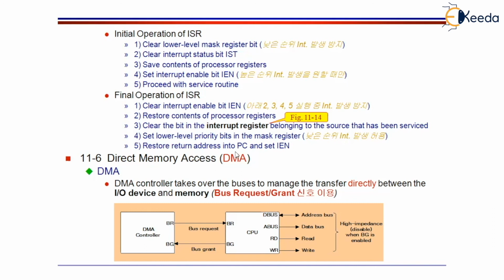Restore the return address into the PC and set IEN. IEN will be set, the interrupt enable will be set, and the return address is restored into the PC because the program counter of the previous program which was suspended was saved earlier. Now we restore the value of the program counter in order to resume the previous program. These are the initial and final operations with respect to an interrupt service routine.